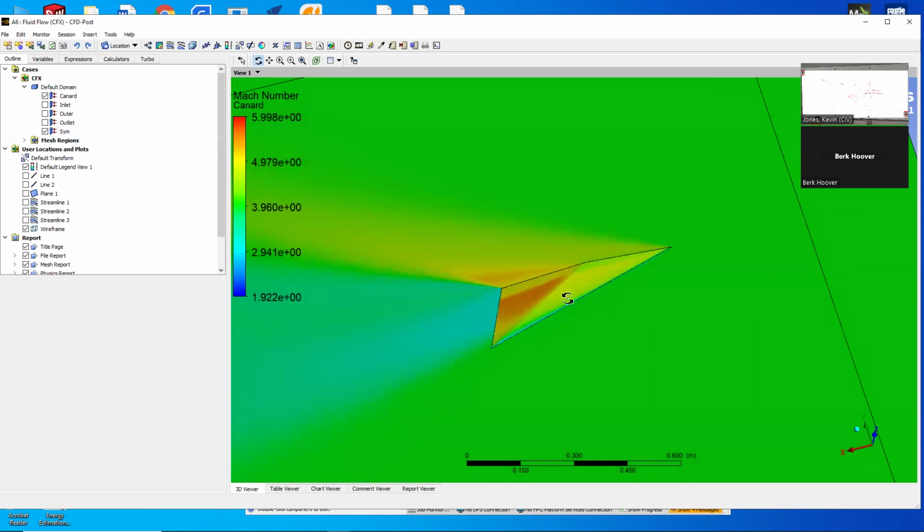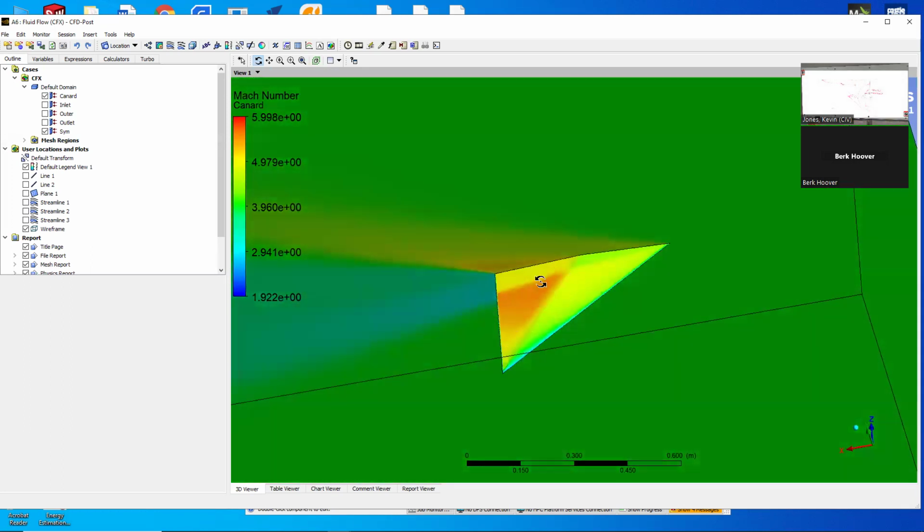You've got like an expansion coming off the top, but because of the corner, the two expansions sort of hit. And so you get this weird cross pattern here where the two intersect and reflect back onto the surface.